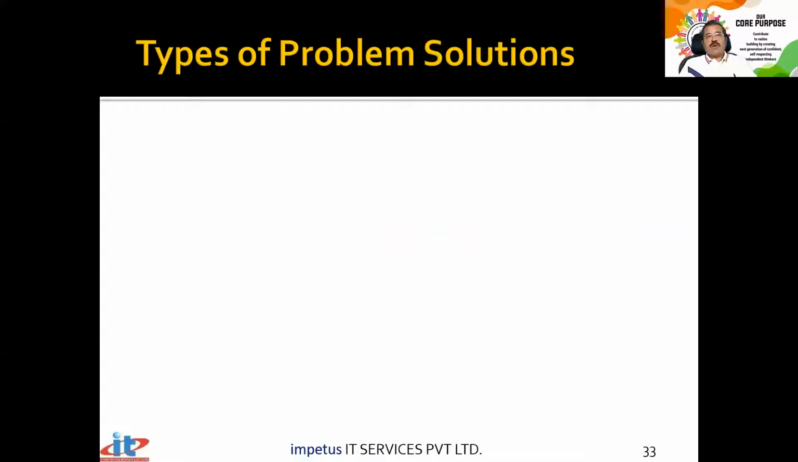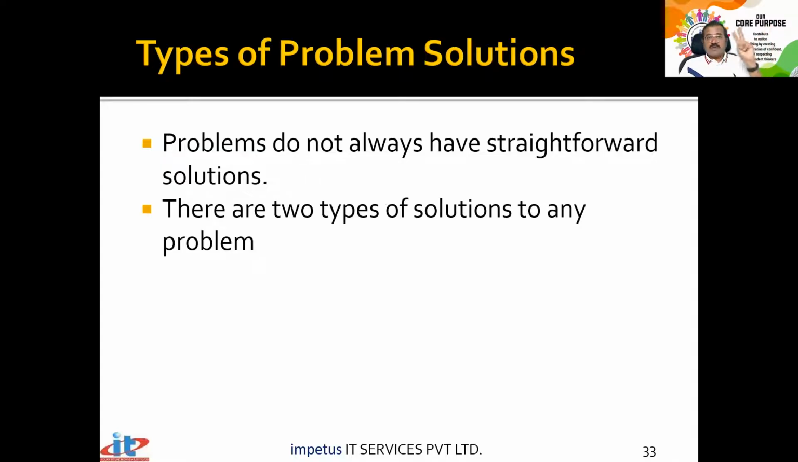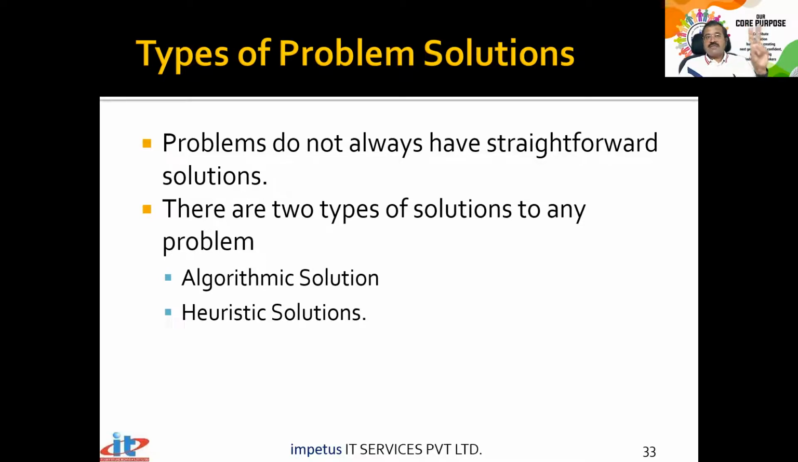When you talk about problems, the solutions you may have are of different types. Problems do not always have a straightforward solution. It may not be like a problem to answer. There are two types of solution to any problem. First is algorithmic solution, which is what we are going to focus on in this course. And second is heuristic solutions. I'm going to teach you only the first one. Heuristic solutions are for some other day.